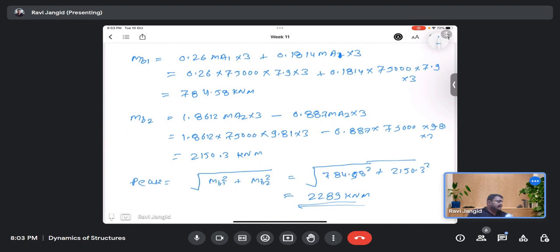Any doubt in this question? Anyone? Any doubt? Can you please explain this mass matrix once? How do you form that mass matrix? Okay.